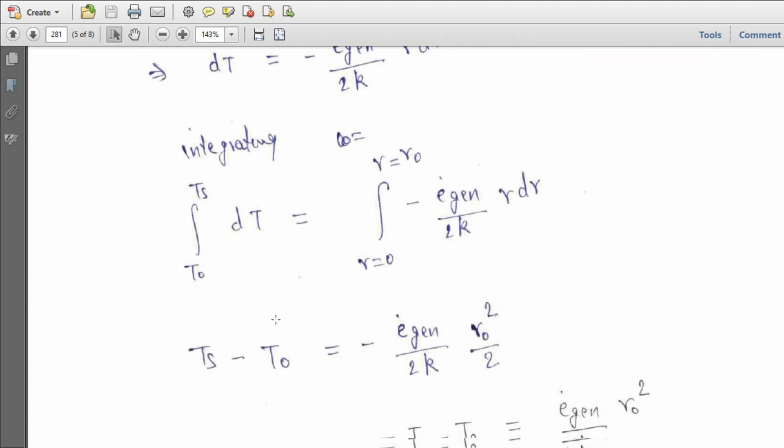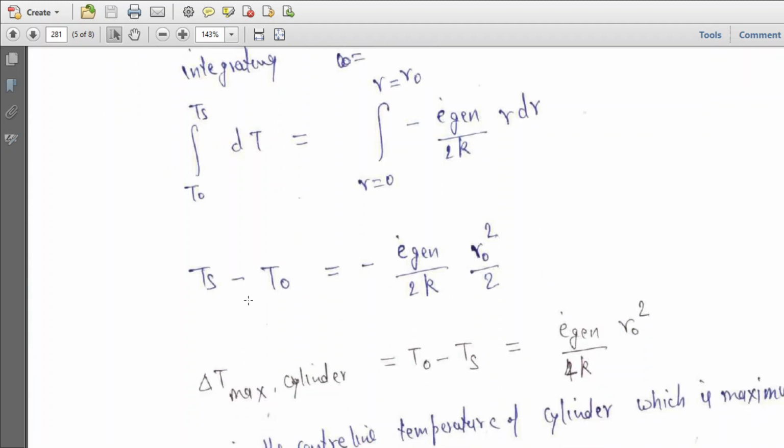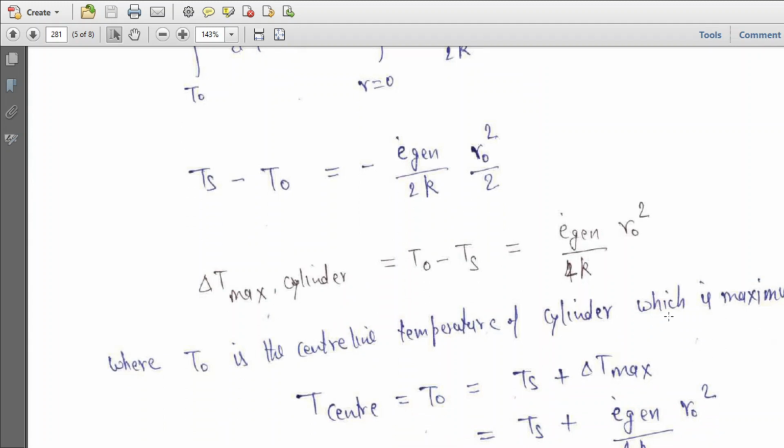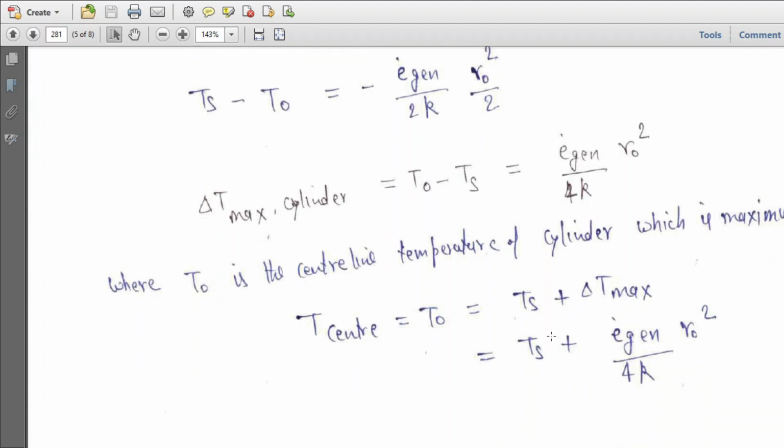Integrating that, you will get Ts minus T naught equal to E dot generation upon 2k, r square upon 2. So this can be taken as delta T max equal to E dot generation upon 4k into R naught square. T naught is the center line temperature of the cylinder, which is maximum. Now T center, which is T naught, would be equal to Ts plus delta T max, so T surface plus E dot generation R naught square upon 4k. This is the center line temperature for the cylinder.